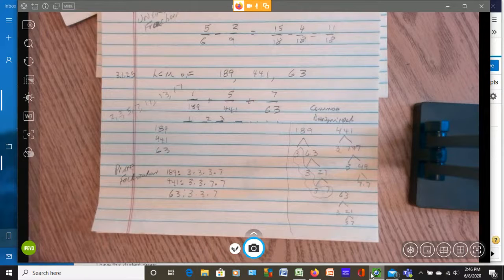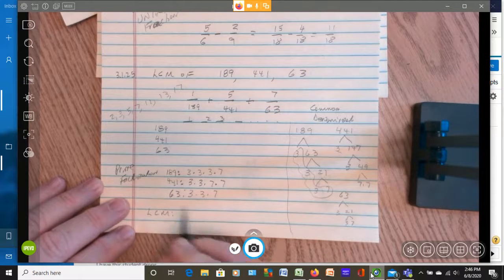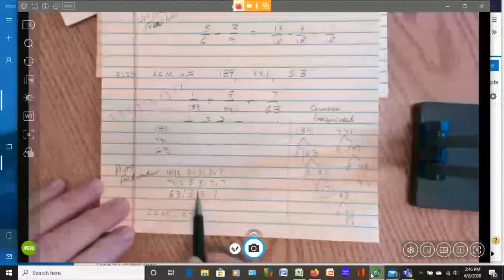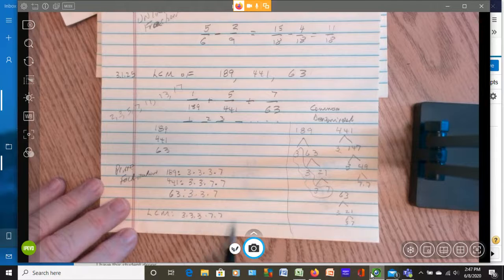Now, are you exhausted yet? Well, don't be, because we're not finished. Now, to find the lowest common multiple, what we do is we look through and we use each prime factor the greatest number of times it occurs in any one of these factorizations. So do you see that 3 occurs 3 times? 2 here, but 3 here. 7, once, 2 times. So there's going to be our lowest common multiple.